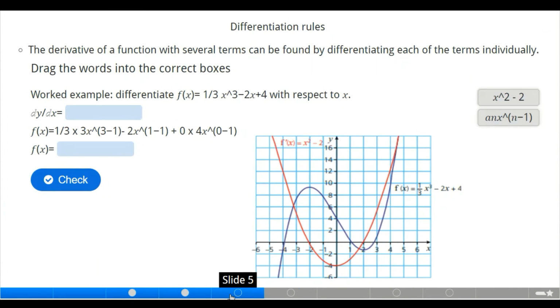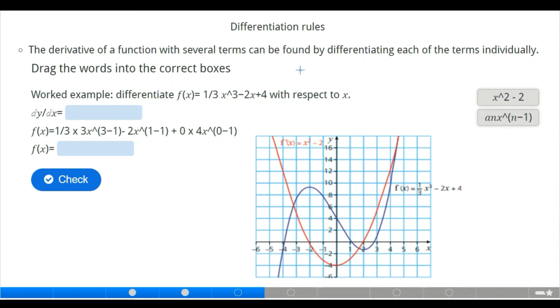Now let's look at the next rule that we have here. The derivative of a function with several terms can be found by differentiating each of the terms individually. So if we have a derivative of a long function with several terms in it, all we need to do is what? We differentiate each term individually using our differentiation formula. So let's look at the worked example that we have here.